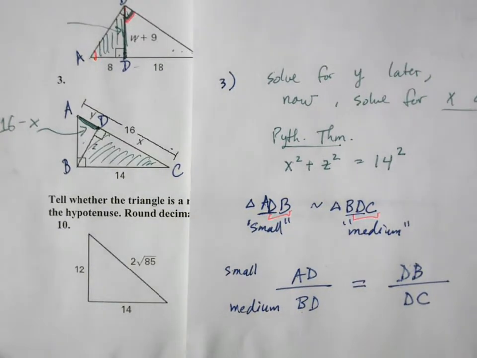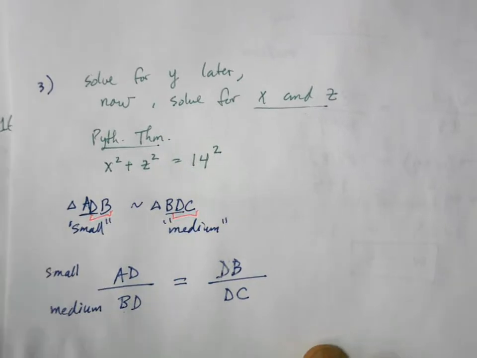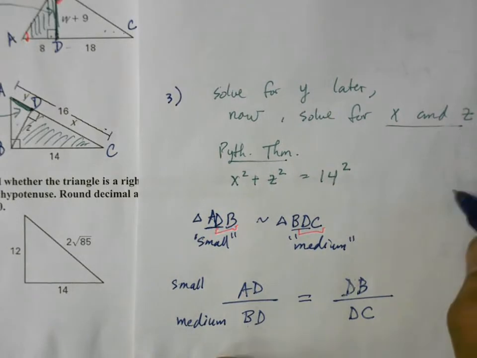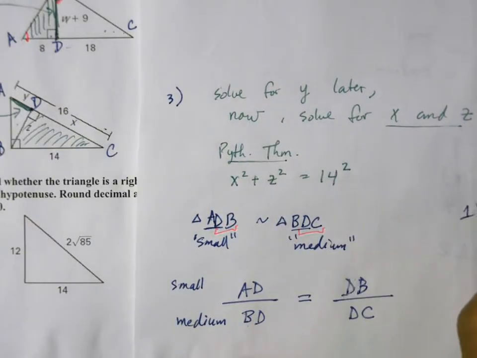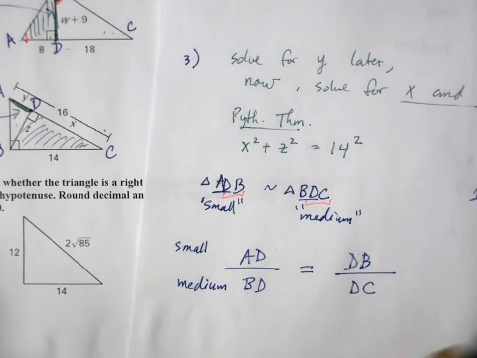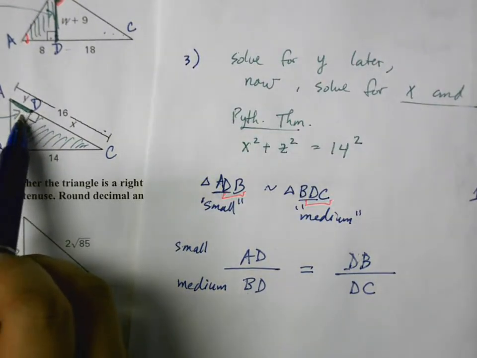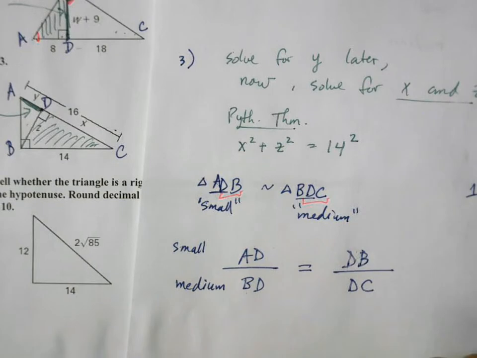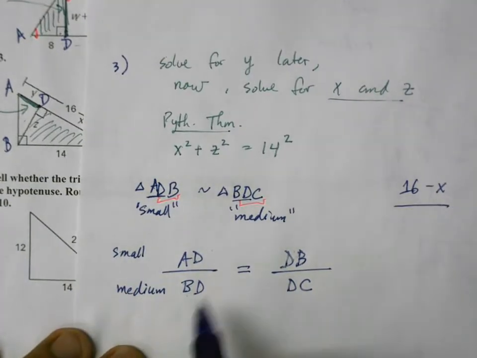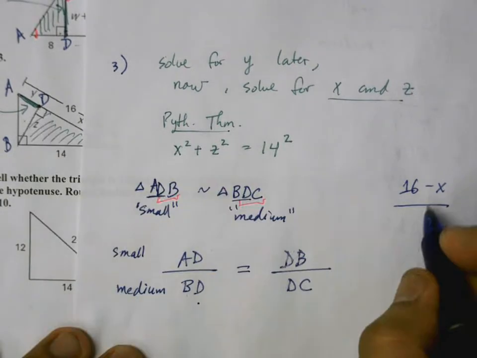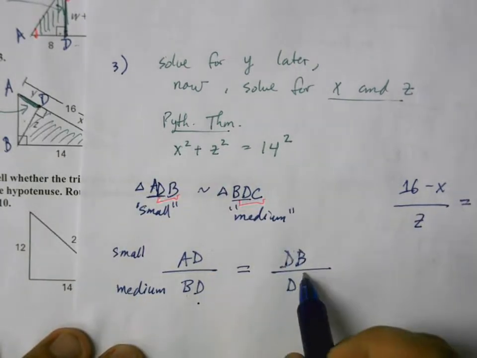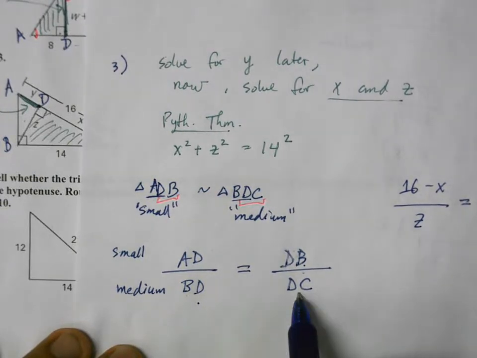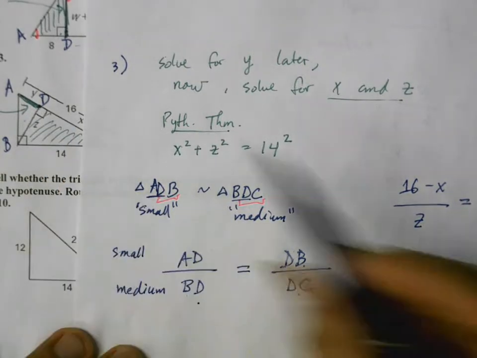Then we do what we always do, which is add in the values. So let's see, AD is 16 minus x, which is really y. Okay, AD here is 16 minus x, but it's also y. I'm choosing to use x right now because we're going to solve for y later. BD, if you look on the picture, it's just z. DB over here is also z. And then DC in the picture is x.